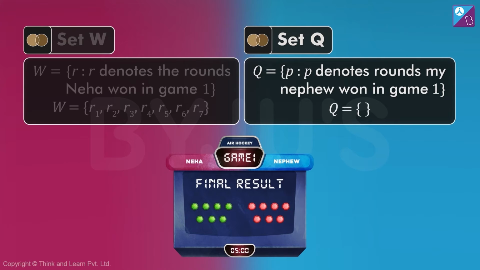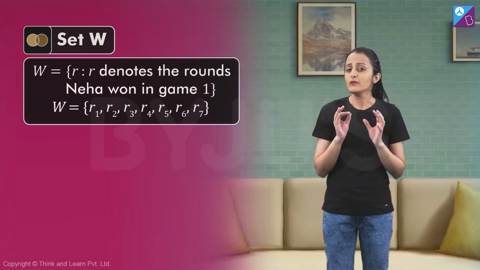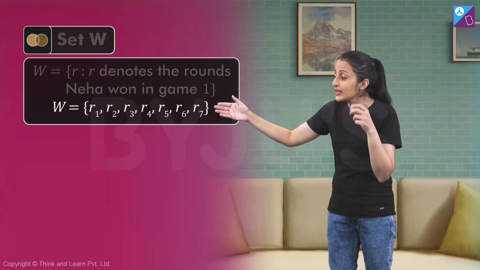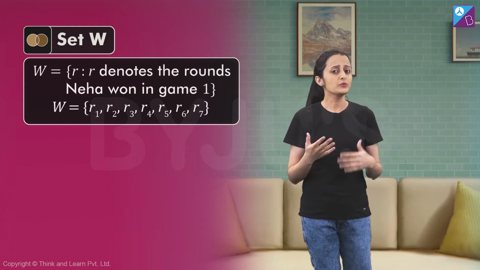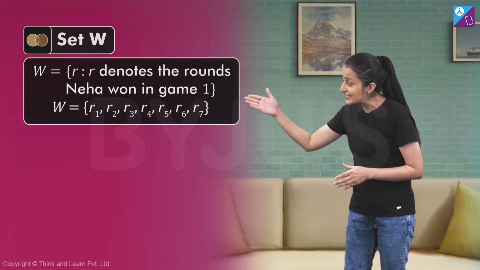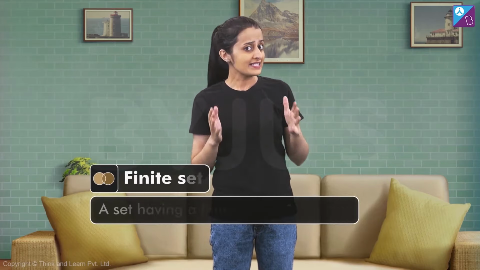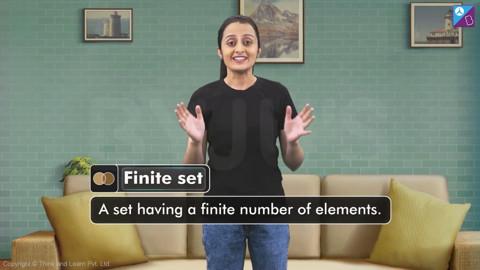So we have two sets defined here, set W and set Q. I want you to take a look at set W and tell me if you can count the number of rounds I won in game 1. Or in other words, can you count the number of elements of this set? Of course you can. The fact that we can count the number of elements of a set means we have a finite number of elements. And a set having a finite number of elements is called a finite set.